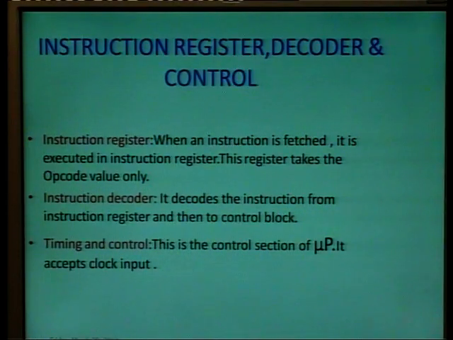Instruction register: when an instruction is fetched, it is held in the instruction register. This register takes the opcode value only. The instruction decoder decodes the instruction from the instruction register and then passes it to the control block. Timing and control: this is the control section of the microprocessor, and it accepts the clock inputs.